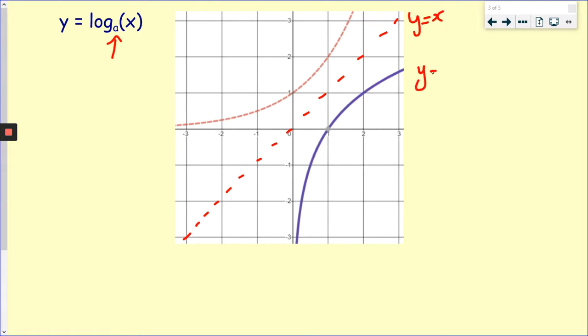In this case, it's y equals log to the base 2 of x. Notice if the exponential graph goes through 0, 1, then the log graph is going to have to go through 1, 0. And this time the y-axis is the asymptote that we're interested in.